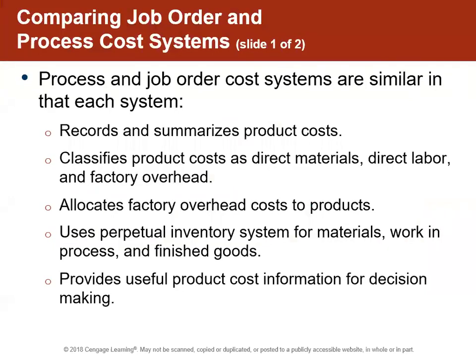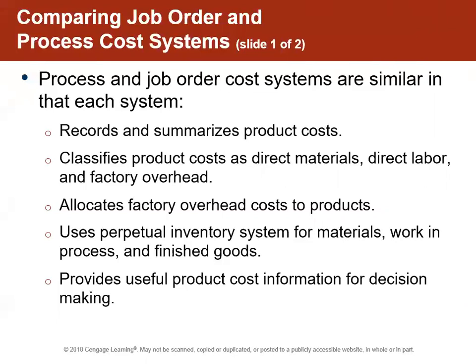Again, I was talking about how process and job order costing systems are similar. We still have to record and summarize product costs. We're still dealing with direct materials, direct labor, and factory overhead. We're still allocating factory overhead. So none of that is changing.